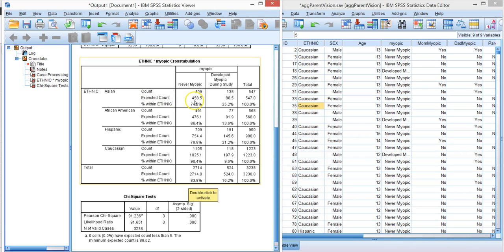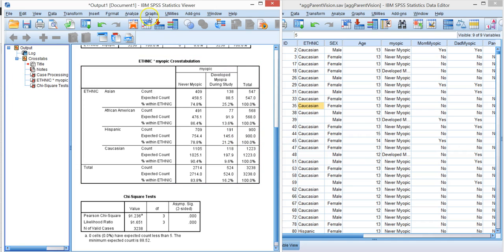Now, the problem is you can look at each of these cases. For example, the expected count of not being myopic for Asians was 458, and the actual observed was less than that. The expected was 88 of those that had myopia, that was higher. Asians get myopia at a higher rate. Now, the question you might ask yourself is, of all of these, is that what makes up this significance? Is that what makes it a significant difference?